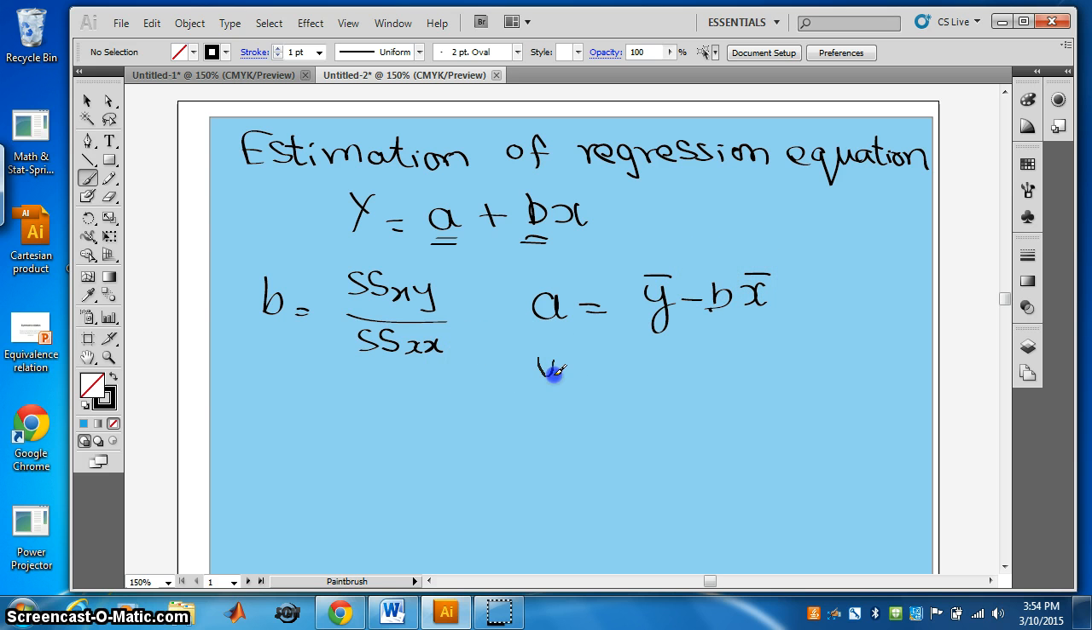Y bar is the mean of y values and x bar is the mean of x.